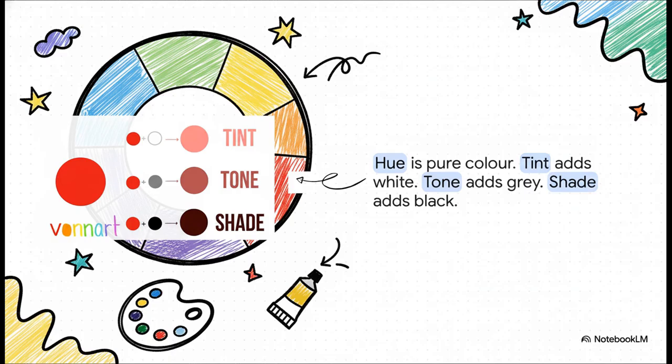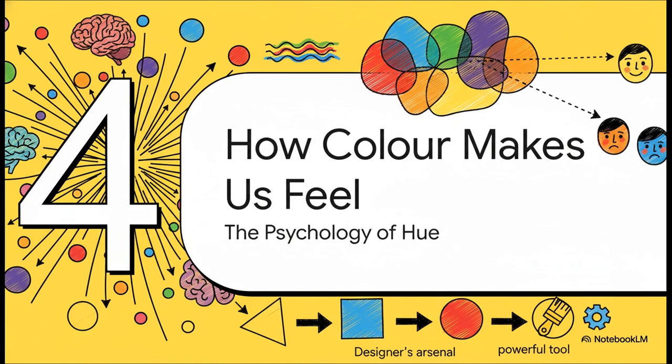A hue is just the pure basic color from the wheel, but from that one hue, you can create an entire family. Add white to make it lighter, that's a tint. Add black to make it darker, that's a shade. And add gray to mute it, that's a tone. This is how you create a clear visual hierarchy, guiding the viewer's eye from the most important thing to the least. So now we know the rules of color.